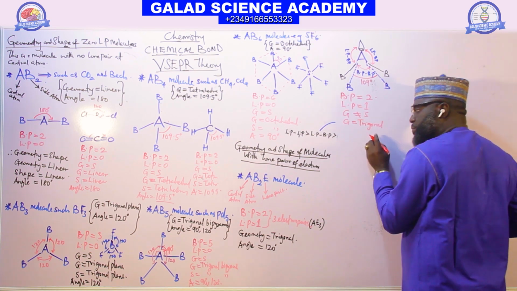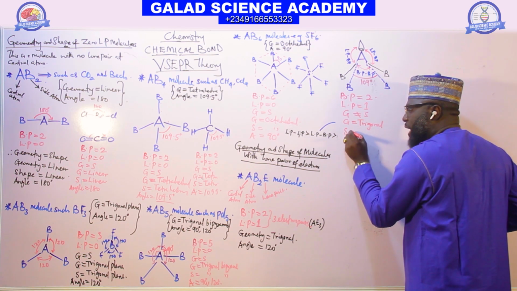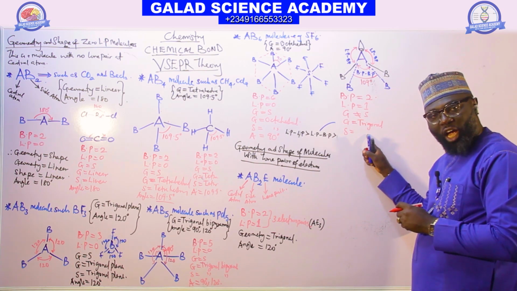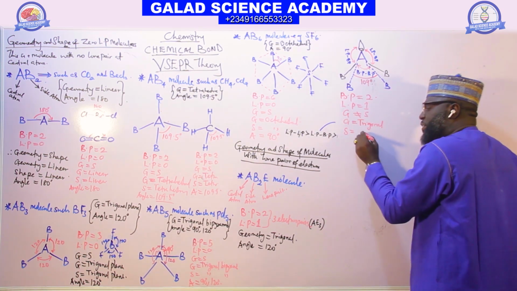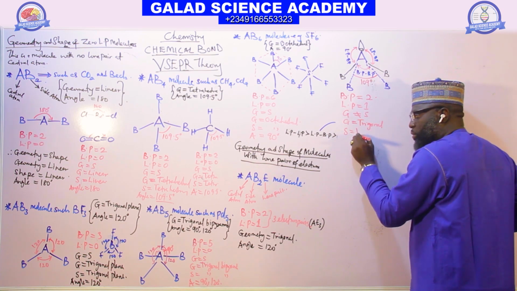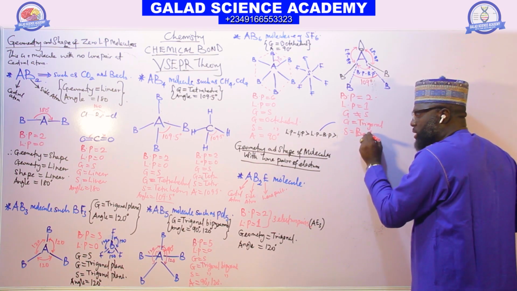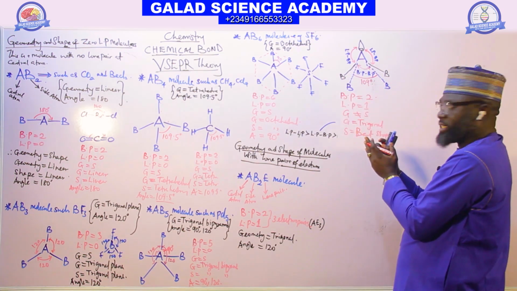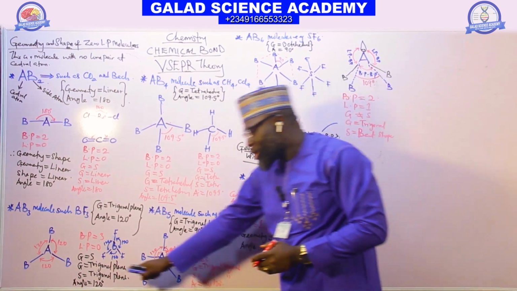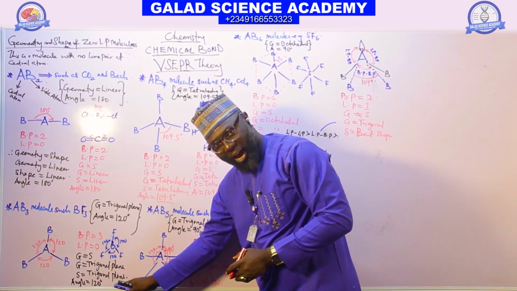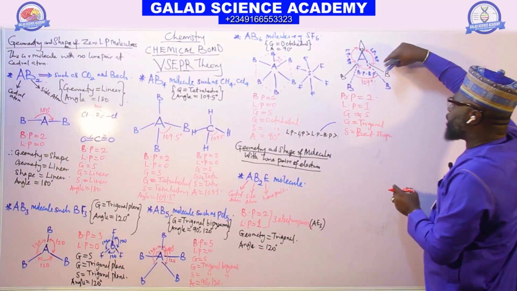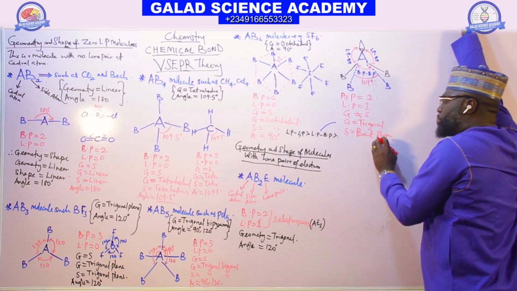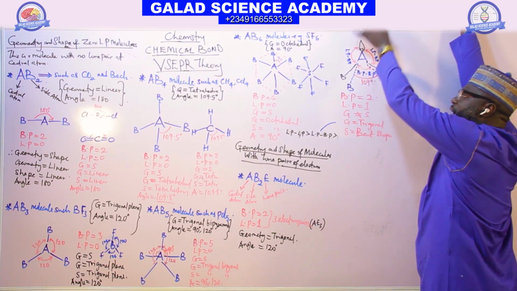So the shape here now is not triangle. The shape we call V or bent shape. We call it bent shape because it is bent. And here, what is the shape? It's still triangle. So what makes the shape of this one not equal to the geometry is the presence of a lone pair here.